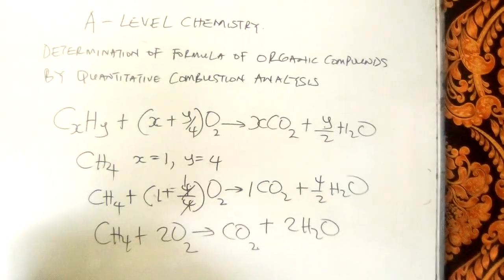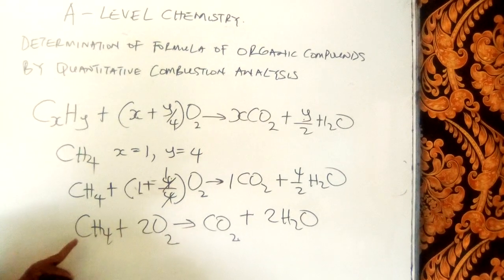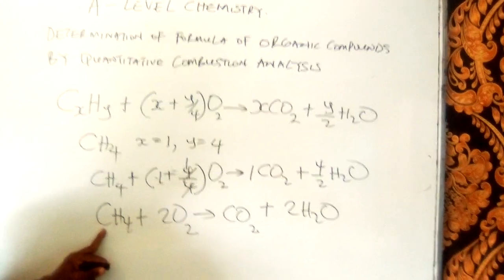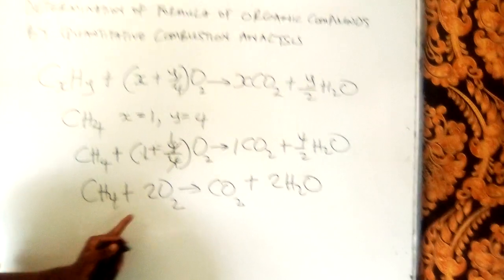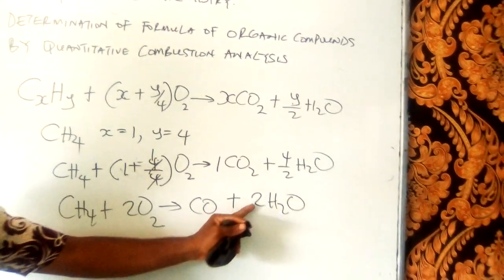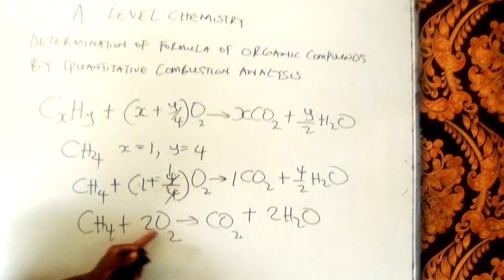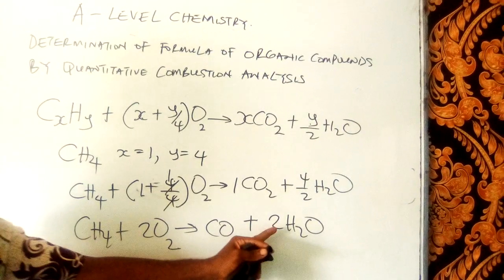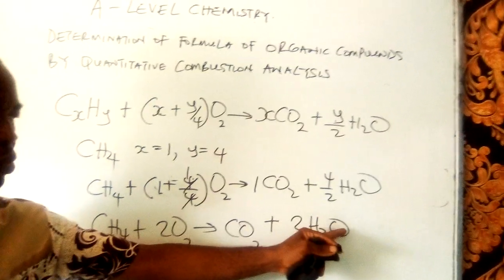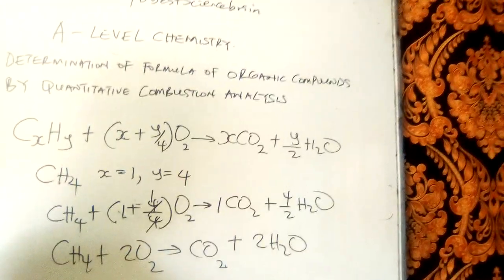Let's see whether we got it right. Carbon is 1 atom here, 1 over there. Hydrogen is 4 atoms here, and 2 times 2 is 4. Oxygen is 2 times 2, that is 4. And on this side, 2 here, then 2 times 1 is 2. So 2 plus 2 gives us 4. So you see the equation is balanced, obeying the law of conservation of matter.